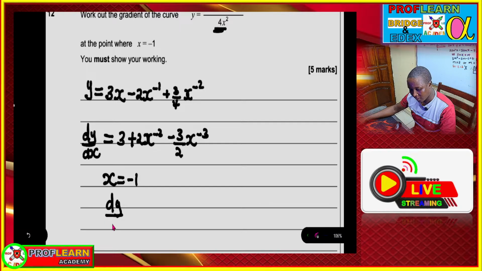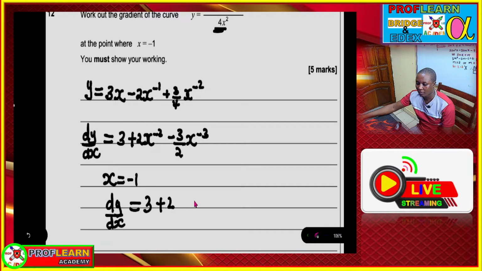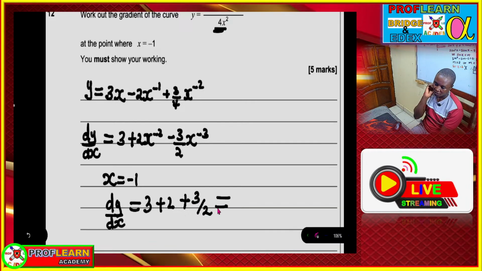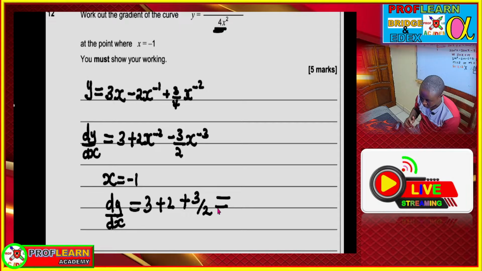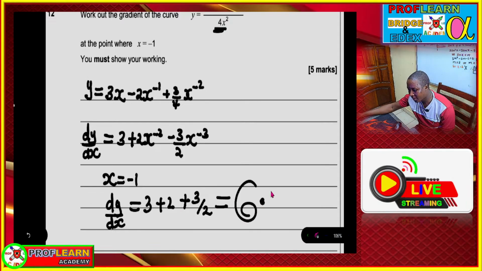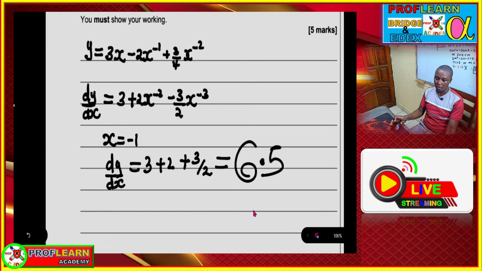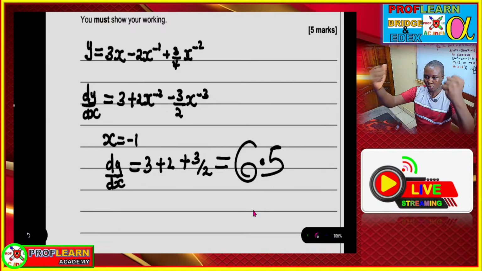So dy/dx is going to be, because the first term will be just 3. This will be 2 over x squared, so that's going to be plus 2, minus, this is going to be plus 3 over 2. Yeah, 3 plus 2 plus 3 over 2, which is 6.5. Wow, 6.5. It has given us enough trouble, so this now becomes 6.5, and then we say like that.